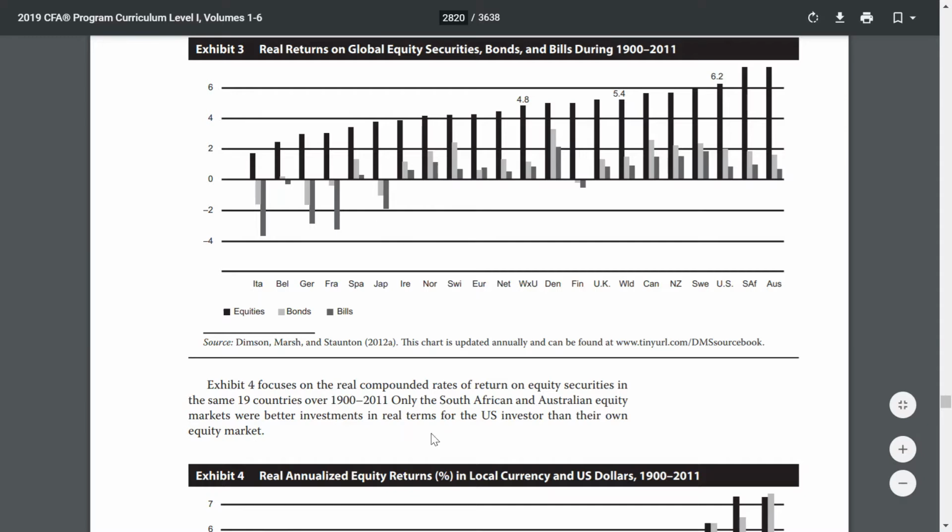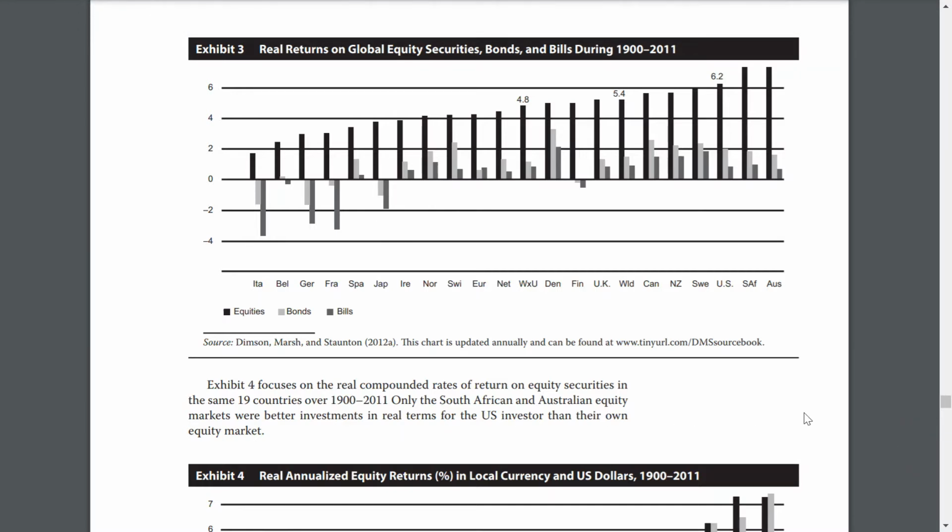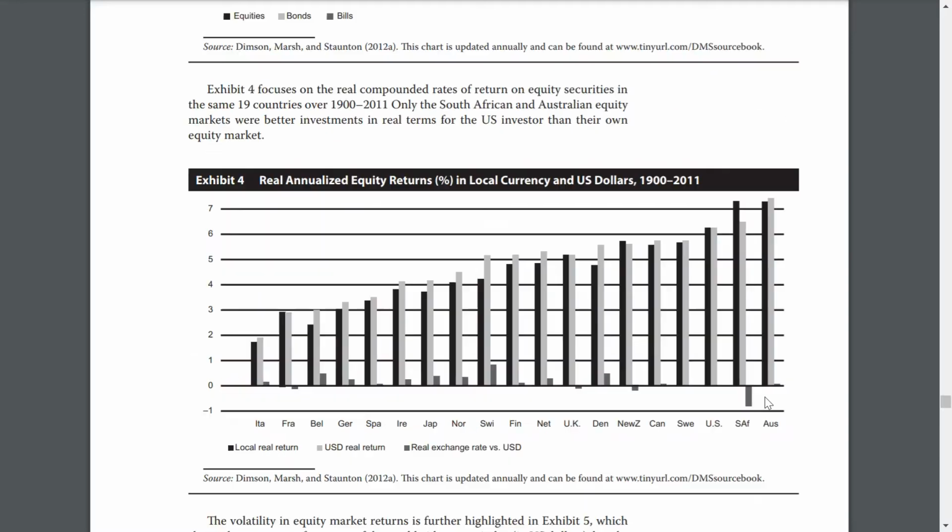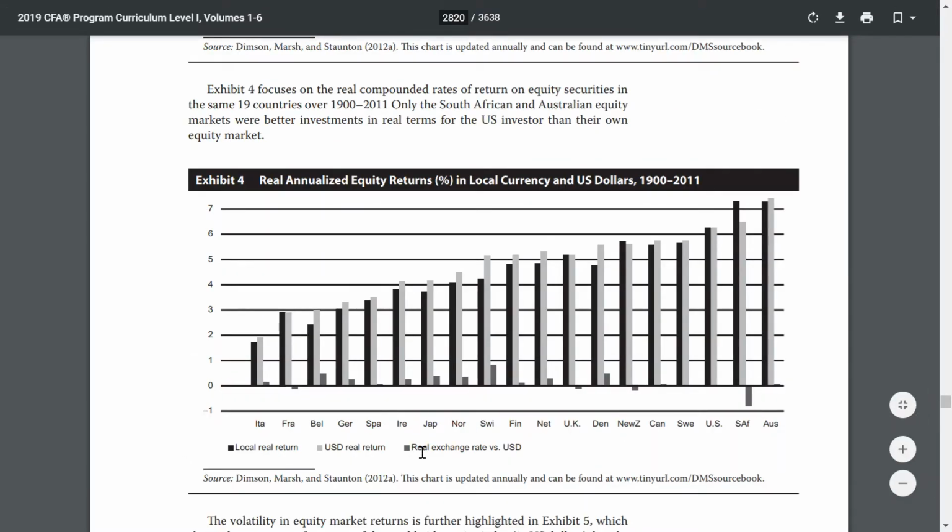Exhibit 4 focuses on the real compounded rate of return on equity securities in the same 19 countries over 1900 to 2011. Only in South Africa and in the Australian equity markets were there better investments in real terms than in the U.S. investors' own equity market. Okay, so it's interesting that it kind of goes less than 0 for some parts.